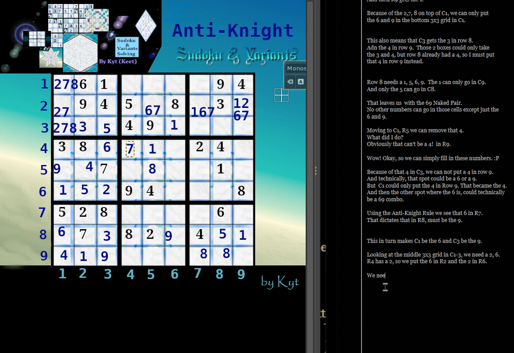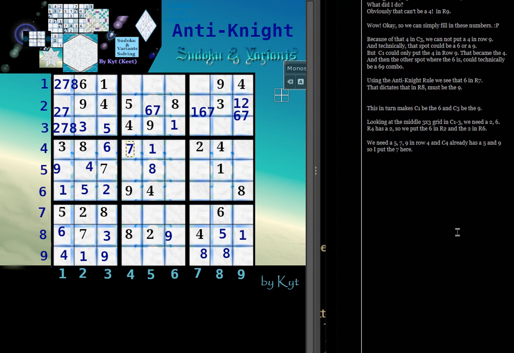Okay, we need a 5, 7, 9 in row 4, and column 4 already has a 5 and 9, so I put the 7 here. The 5-9 combo, naked pair, is left.